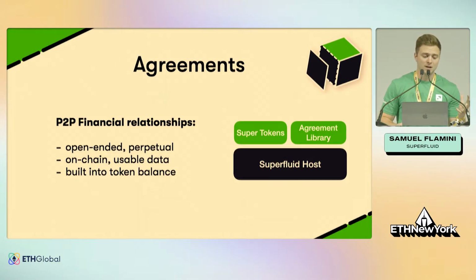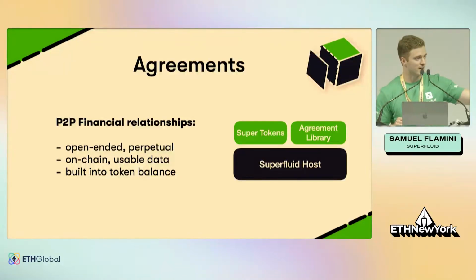An agreement is a peer-to-peer financial relationship that defines how your token balance can change in real time. The most commonly used agreement within Superfluid is called the constant flow agreement, which allows me to send you money linearly through time. I agree to send you a certain number of tokens per second, and those tokens are just transferred to you per second.